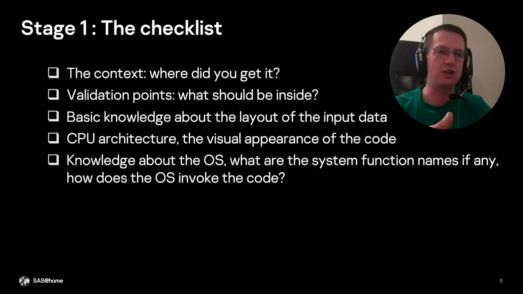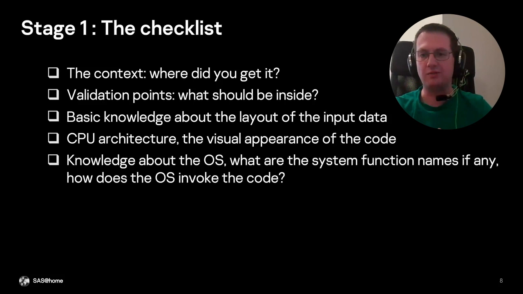Then you may have some validation points. And by these, I mean some prior information about the behavior of the program. For example, if you just grab the sample from incident response and the infected machine was beaconing to a C2 and you have the name or the IP address, you will be looking for that information inside the sample. And if you don't have that information, you are obviously missing something. So this will help make your research complete.